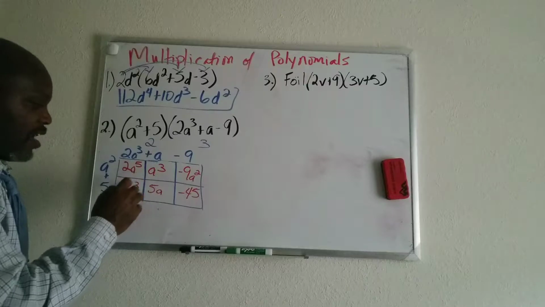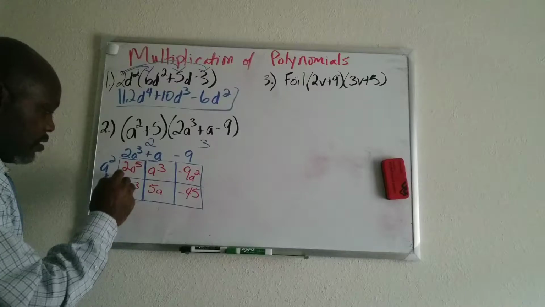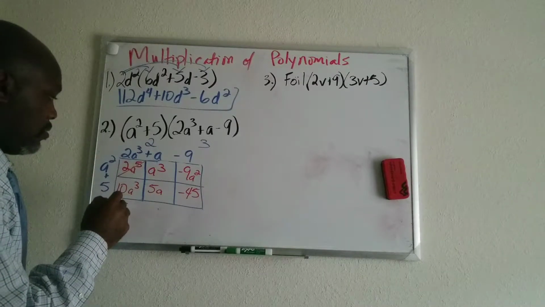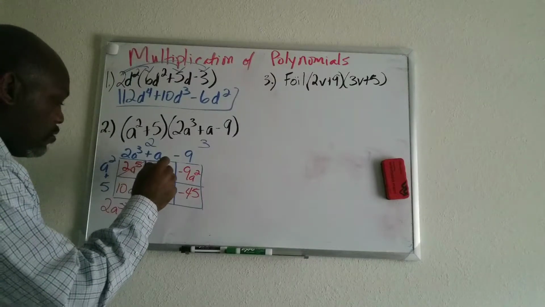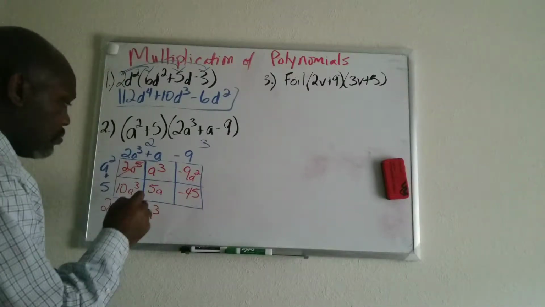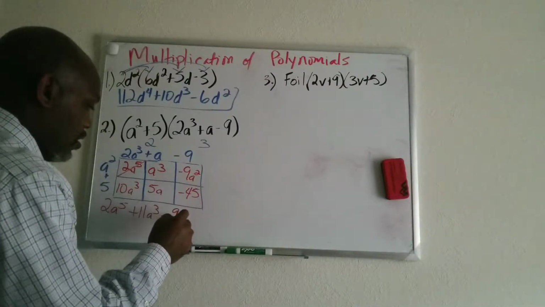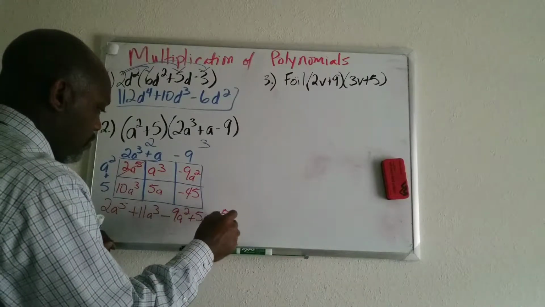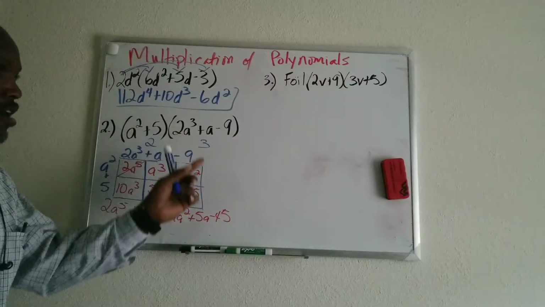Okay, so we're going to add things that are alike. So 2a to the 5th. Then we have 10a to the 3rd plus a to the 3rd. That gives you 11a to the 3rd. Then you have negative 9a squared, and then plus 5a, then minus 45. So that is your answer when we're multiplying a binomial times a trinomial.